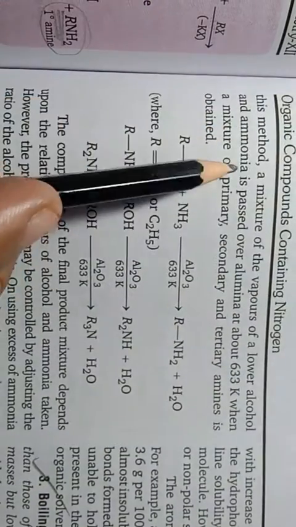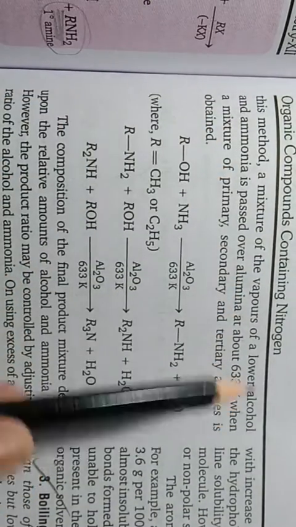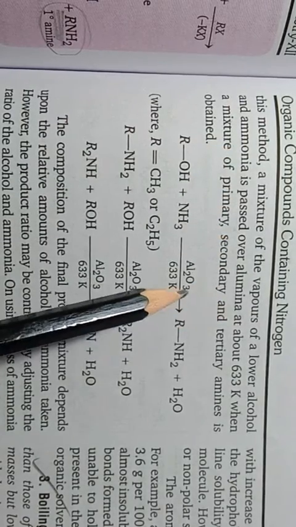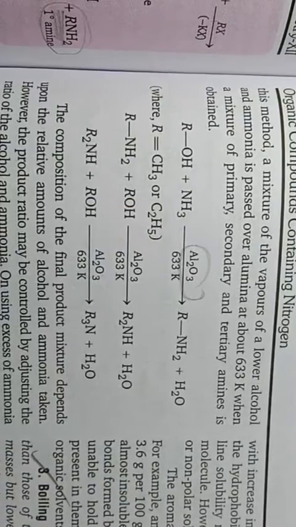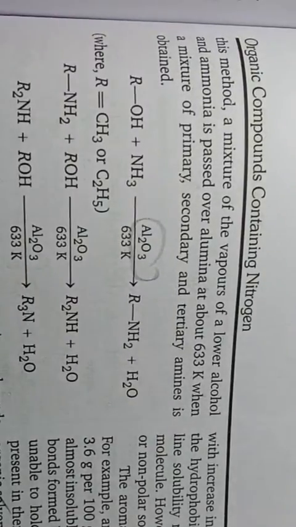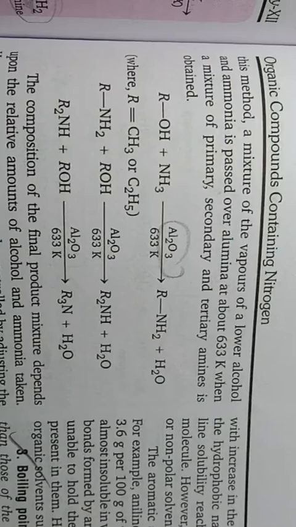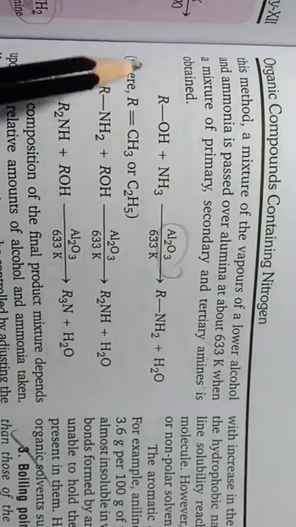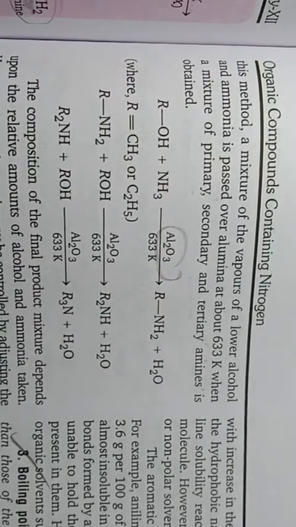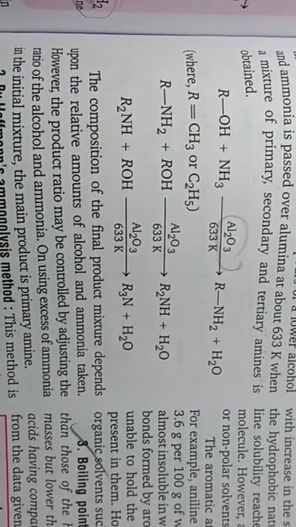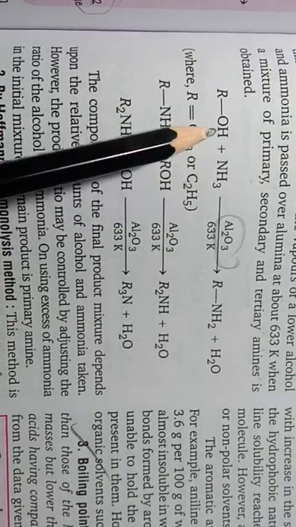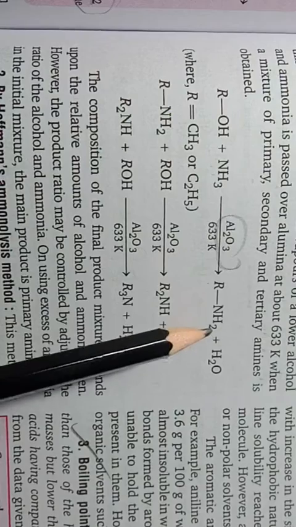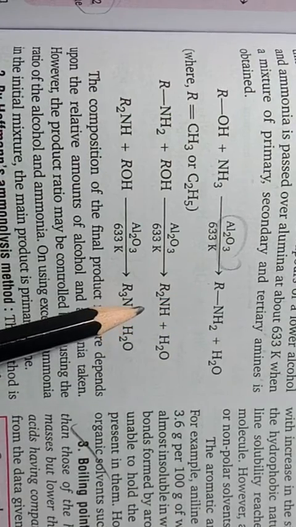In this method a mixture of the vapors of lower alcohol and ammonia is passed over alumina. What is the formula of alumina? Al2O3 at about 633 Kelvin, when a mixture of primary, secondary and tertiary amine is obtained. So vapors of ammonia and alcohols are passed over alumina, and then we will get a mixture of all the types of amines.